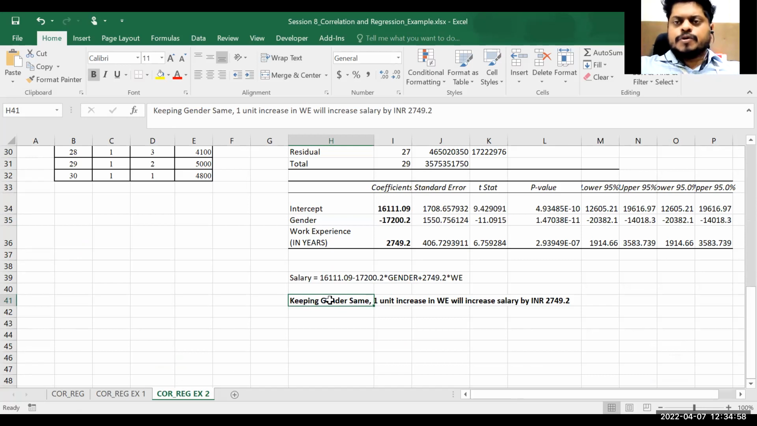Their salary difference will be that per year of work experience more, that person is going to earn 4749 rupees more, right? Now what about gender? How to interpret this?